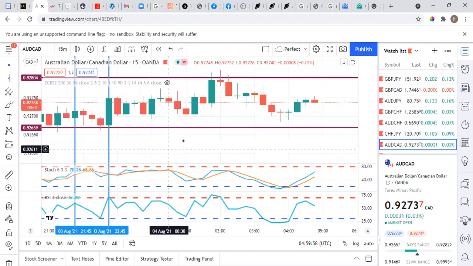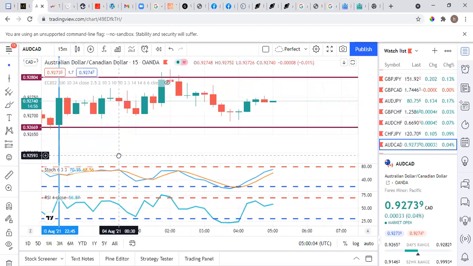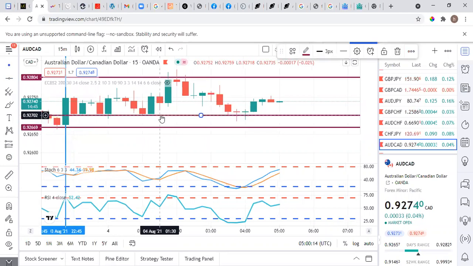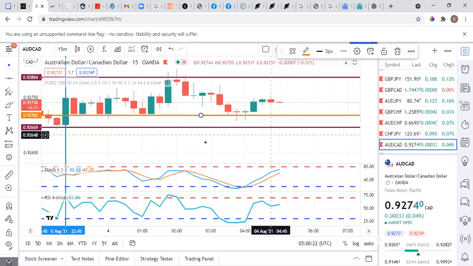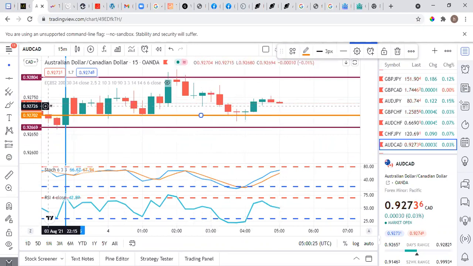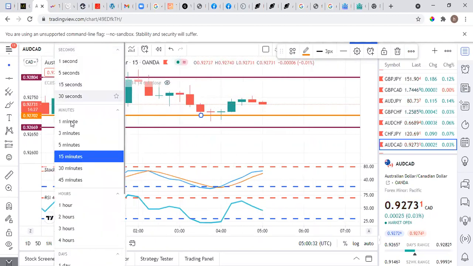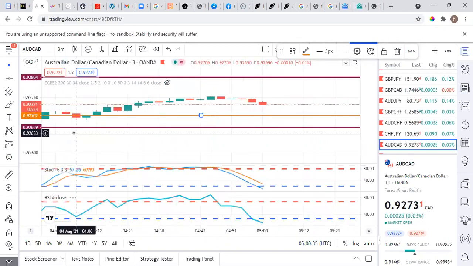So 15 minutes. If I want to draw a 15 minute line, let's say for this area, I might be looking at this area. This is forming like a new support here. Let me make the candle yellow. So I'm waiting for this candle. Okay, let me go back to 3 minutes now.